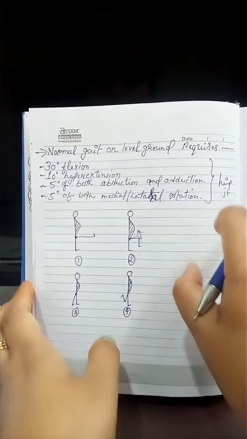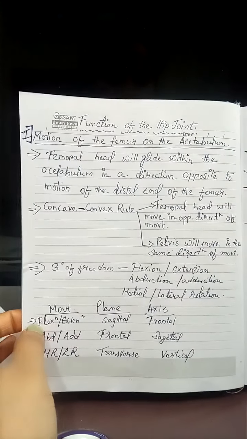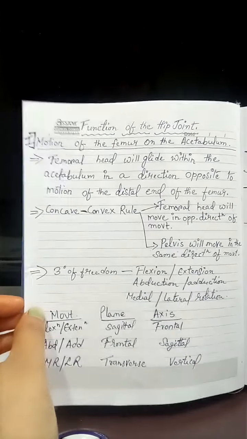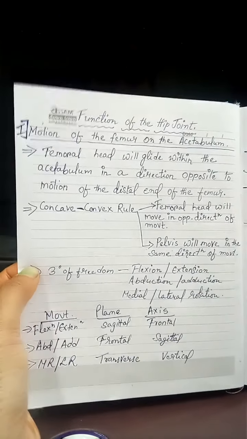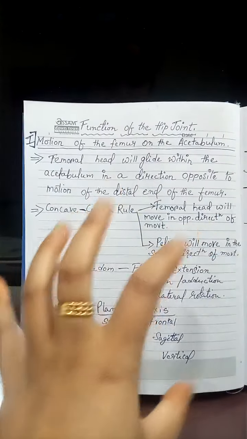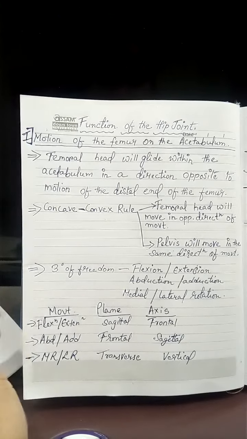So this is about the motion of the femur on the acetabulum. I hope you have understood and have got a brief idea about this. Thank you.